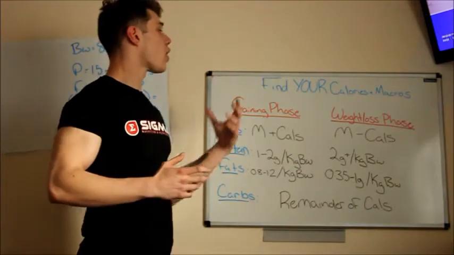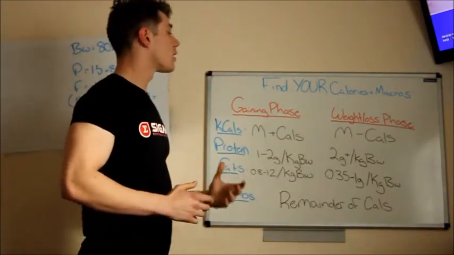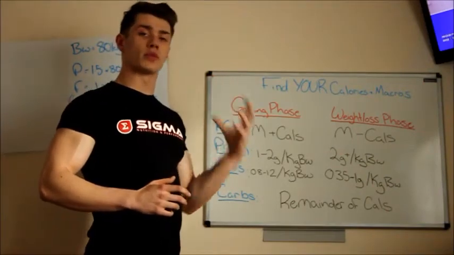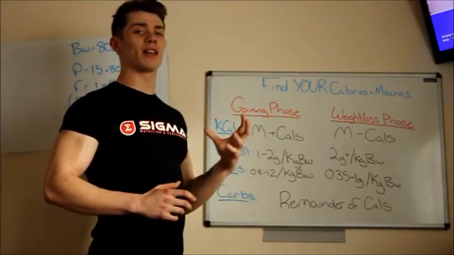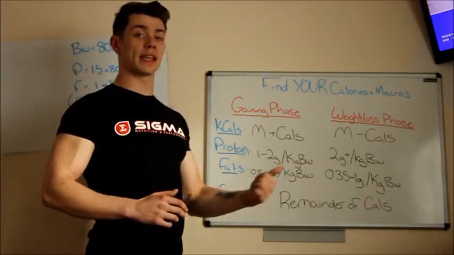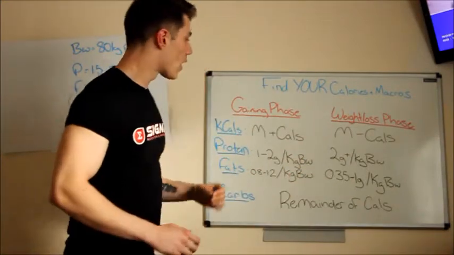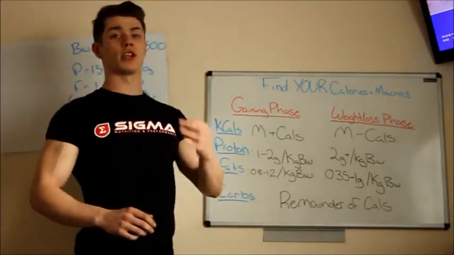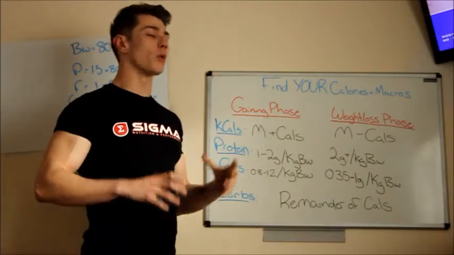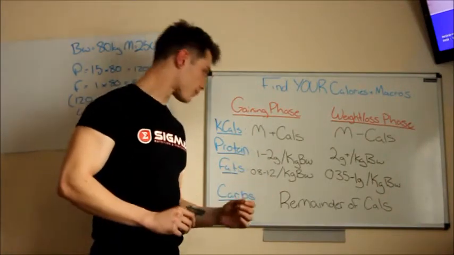So decide which sort of phase you want to go into, and then add or subtract an amount of calories that will make you either gain weight slow and steady or lose weight slow and steady. I did talk a bit about aggressive dieting in my last video, but we're not going to go into that too much today. We're going to keep it very basic.